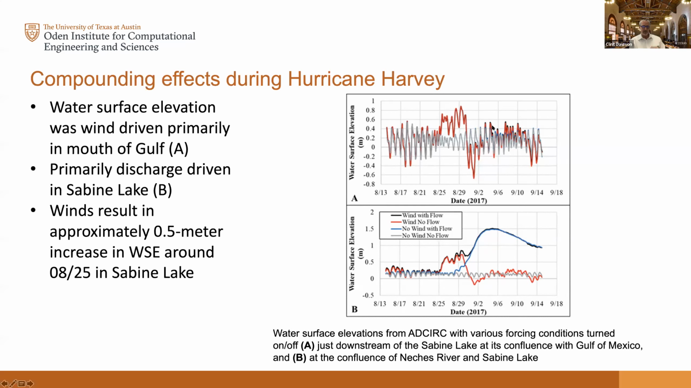Whereas in the Sabine Lake, the flooding was primarily caused by the discharge coming from the rivers, okay? So if you just looked at tidal flow, you don't catch any of this peak here. If we only looked at surge, but no river inflow, again, we miss this peak. And if we look at wind with river inflow, then we can see how this peak is dominant.